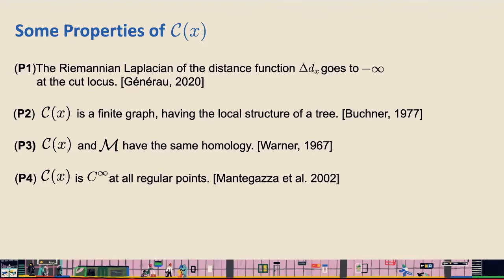The first one states that the Riemannian Laplacian of the distance function goes to minus infinity at the cut locus. The second property states that if x is a point on a surface, then its cut locus is a finite graph, and it has the local structure of a tree. The third one states that the cut locus of x and the manifold have the same homology, while the last one states that the cut locus of x is smooth at all regular points, where with regular points we mean all those points on the cut locus which can be connected to x with more than one geodesic.